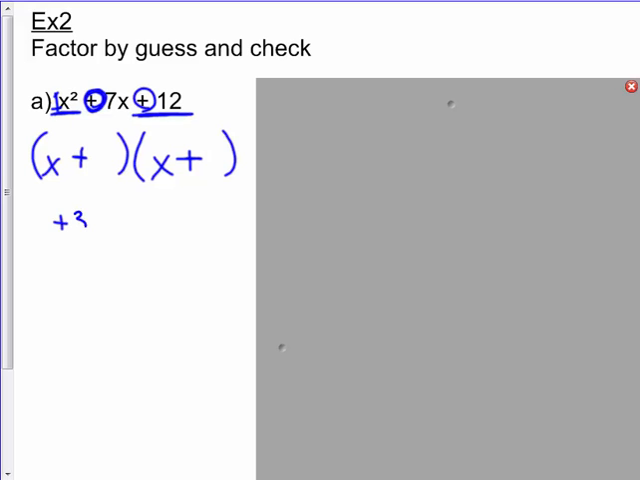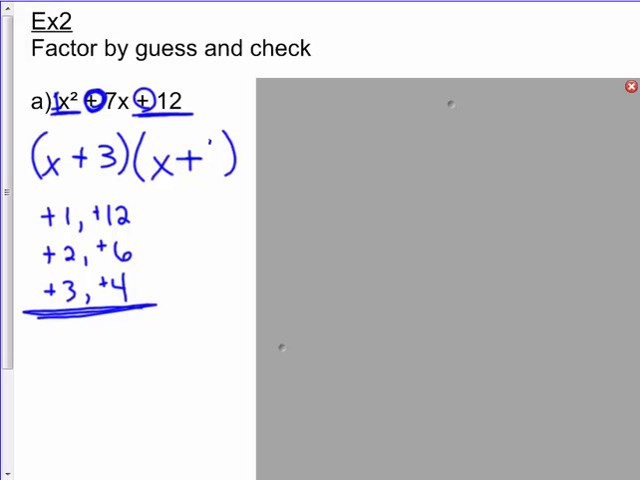So now let's write the factors of 12. I'm going to start smallest to greatest: 1 and 12. They are both positive. 2 and 6, 3 and 4. Which ones will add to my middle term? Well, 3 and 4. 3 plus 4 is 7. So I guess that it's going to be this.